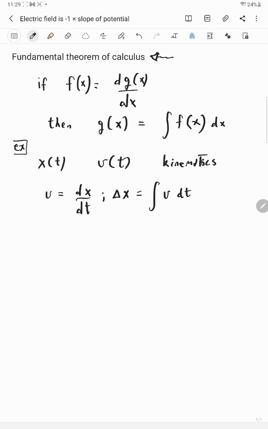So the fundamental theorem of calculus, one of the ways to write it is this way. If we have two functions, a function f and a function g, and they have a relationship such that f is the derivative of g, then you can be confident that the opposite is true as well, that g is the integral of f. So if f is the derivative of g, then g is the integral of f. And this is the fundamental theorem of calculus.